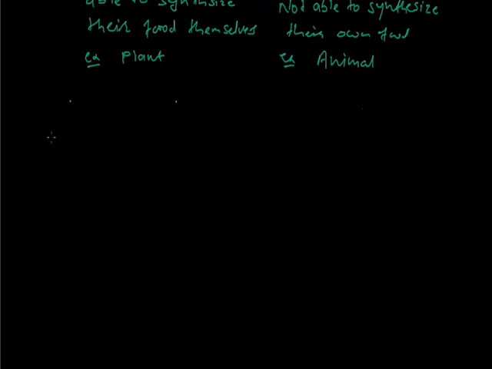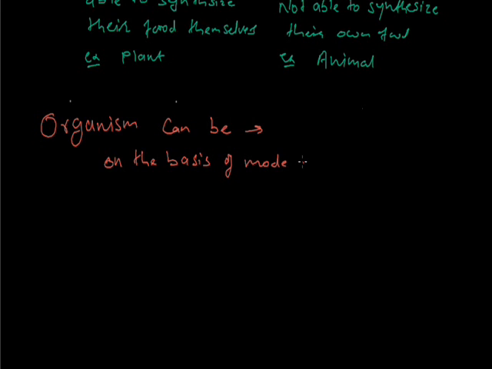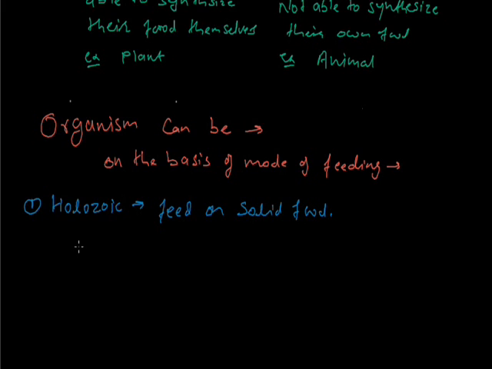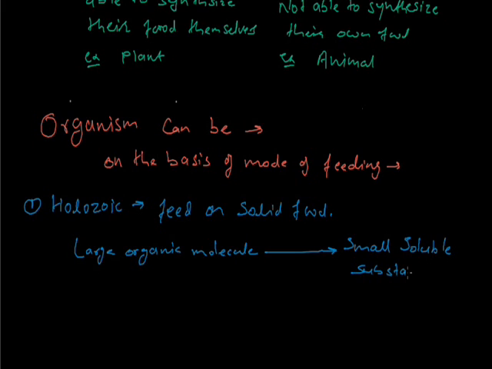So on the basis of mode of feeding, we can categorize organisms into, number first, holozoic. Holozoic are those which feed on solid food. Here, large organic molecules are converted into small soluble substances with the help of some enzymes.